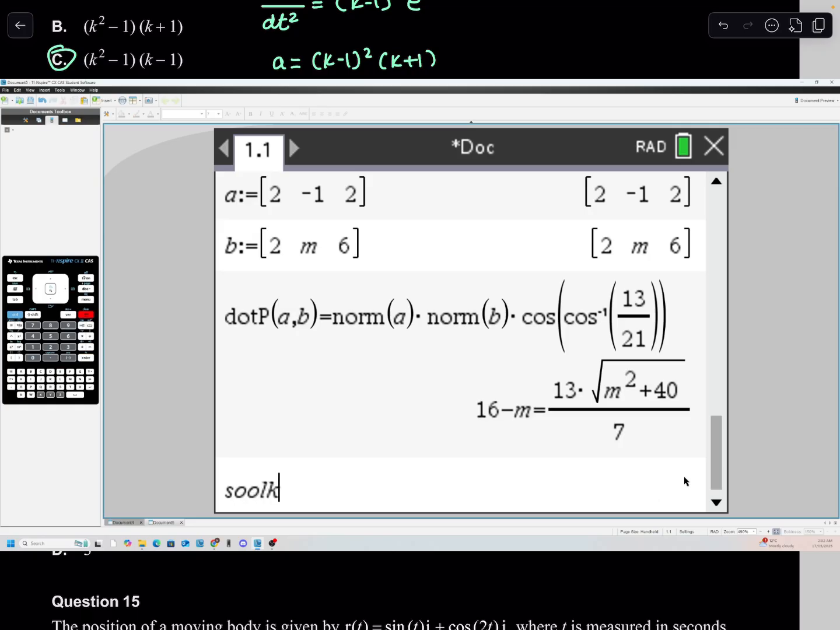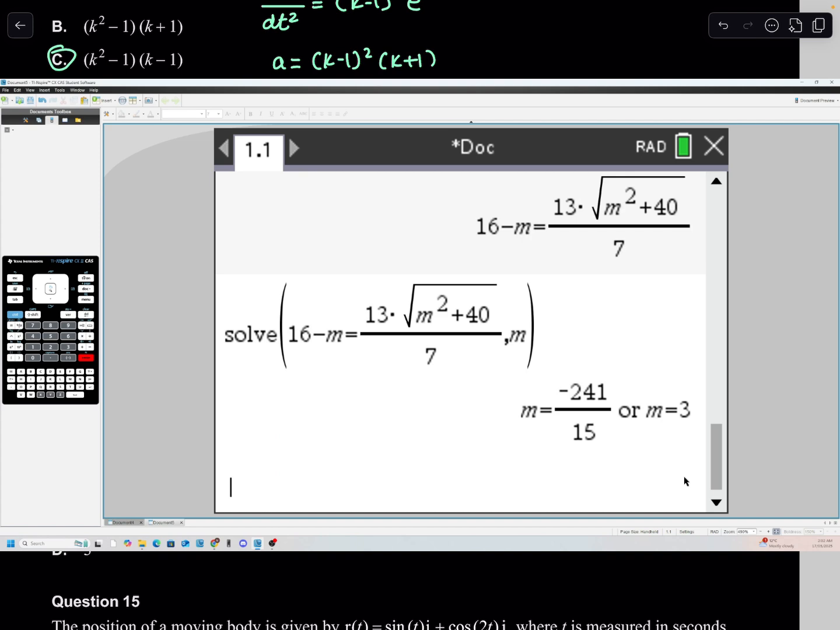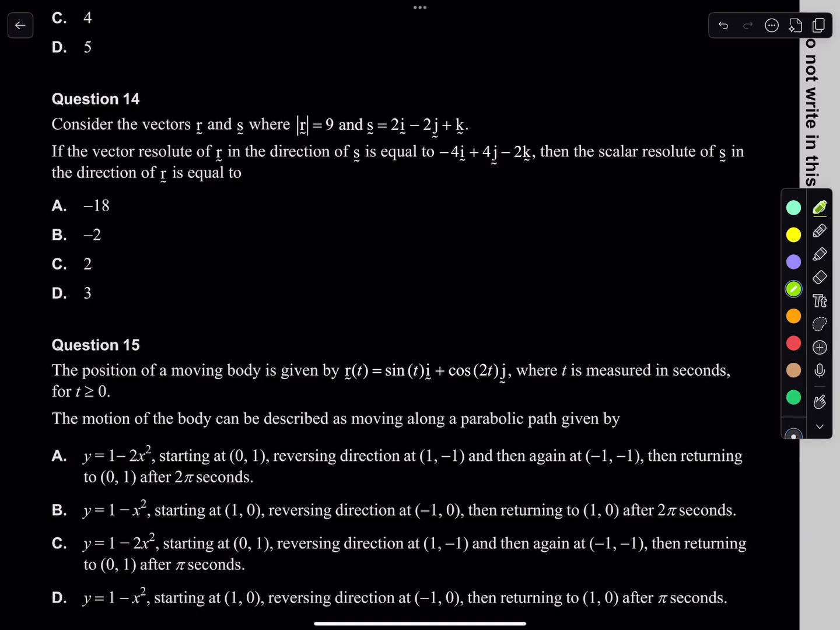And we can just solve, answer, comma, m. And we get these two values. Now we know m is all real plus, so it's a positive number. Of course, it has to be m equals 3. So we can choose, for 13b.